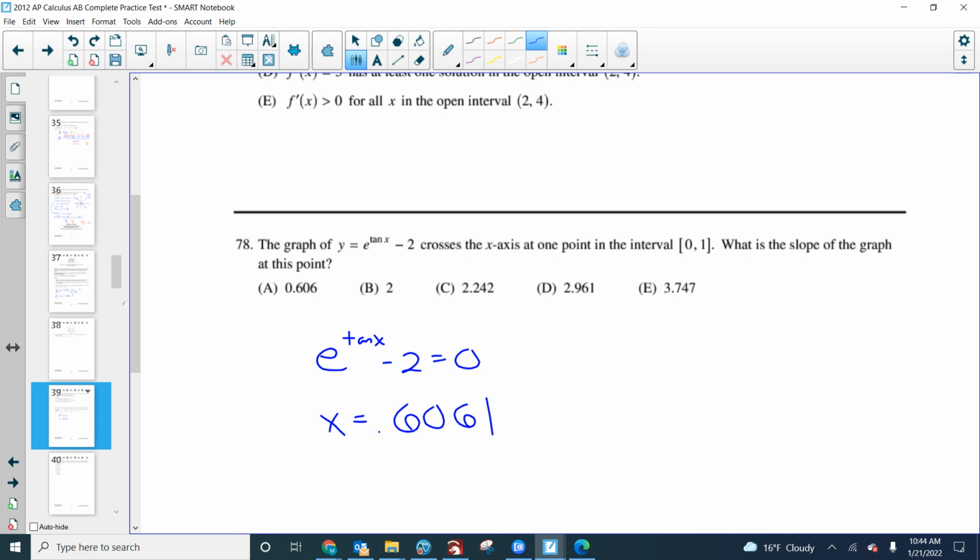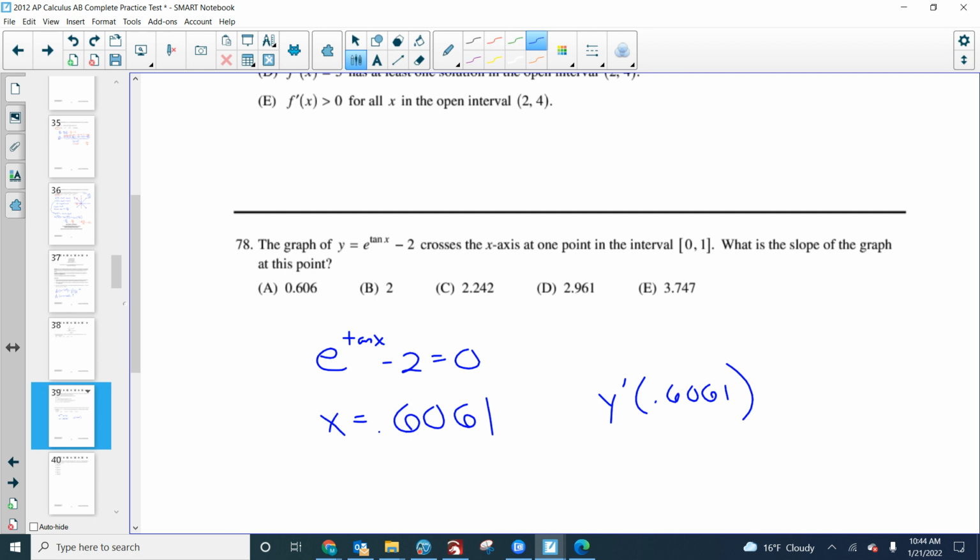No. Okay. All right. Is that my answer? Ooh, they want to trick me into it, don't they? See? Oh, look, it's tempting. It's right there. I want to find the slope at that point. I really want to find y prime of 0.6061.